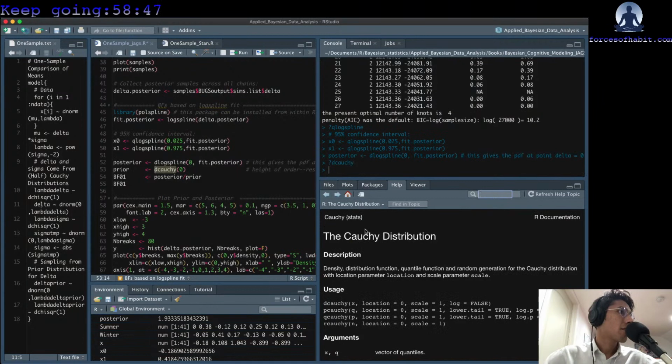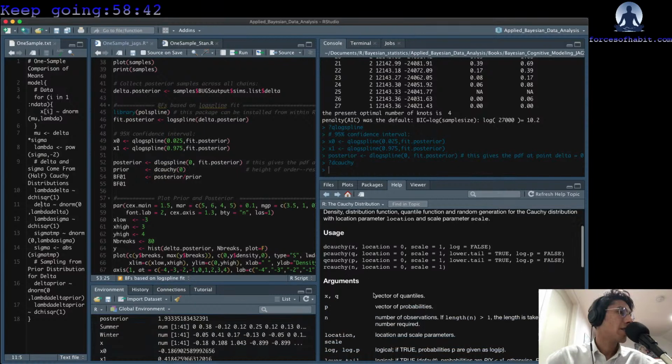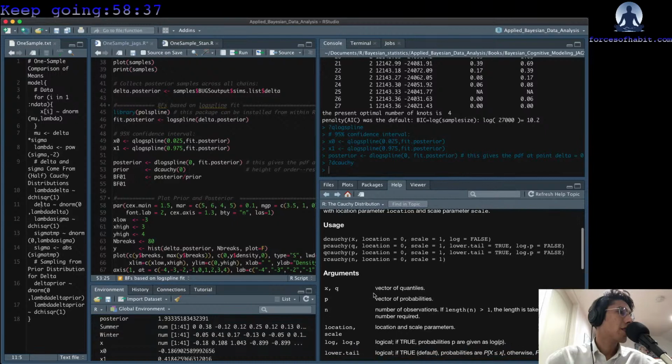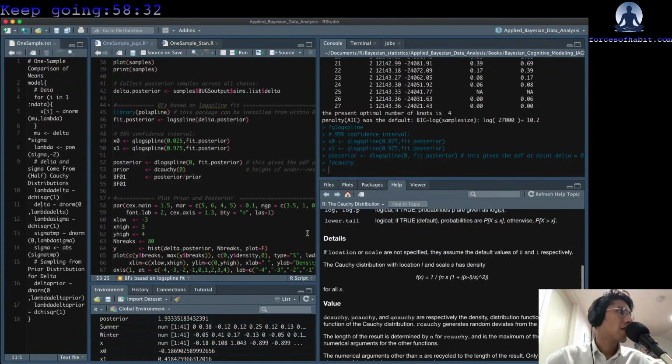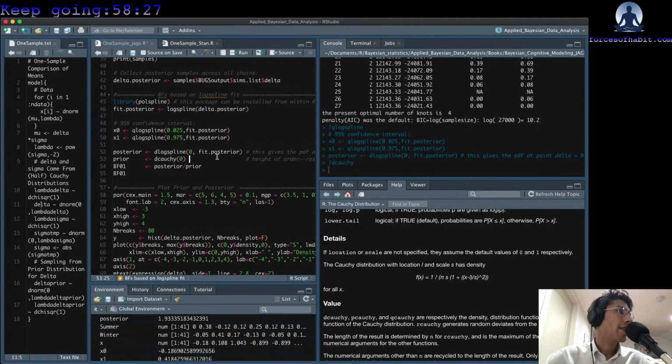So now give me what the density at 0 would be for a prior.